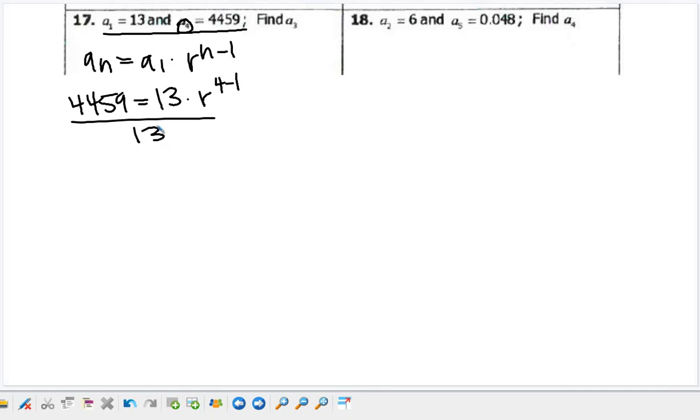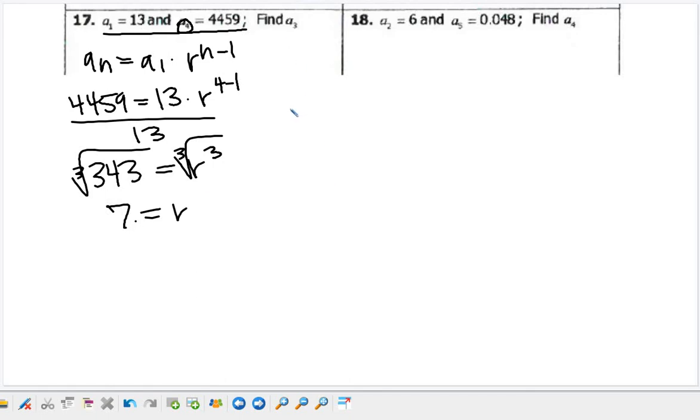So I'm going to divide by 13. So 4459 divided by 13 is 343 equals r to the 3rd, 4 minus 1. To get rid of a cube, we cube root it, right? So 343 cube root is 7. So my common ratio is 7.